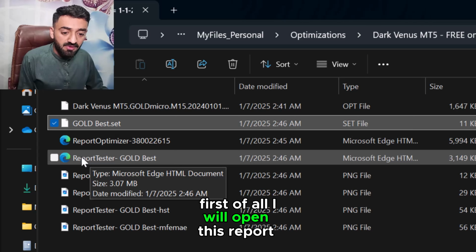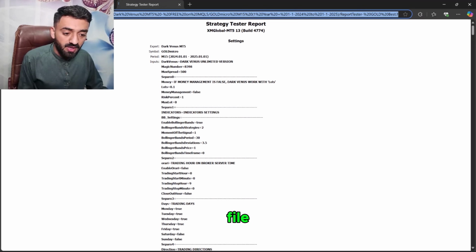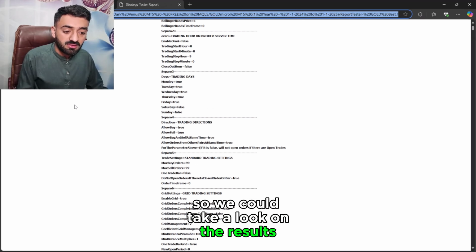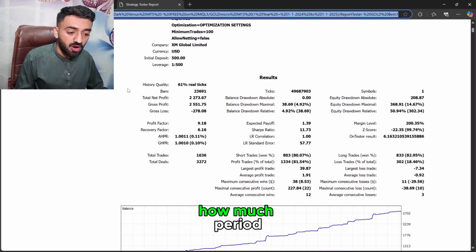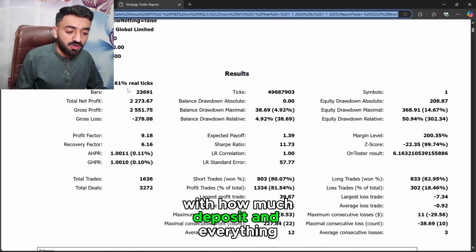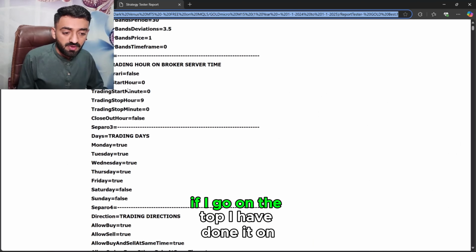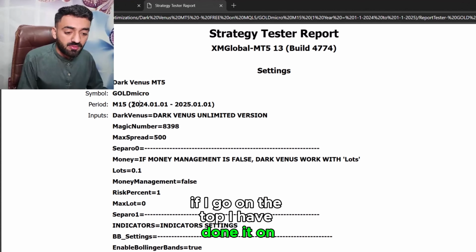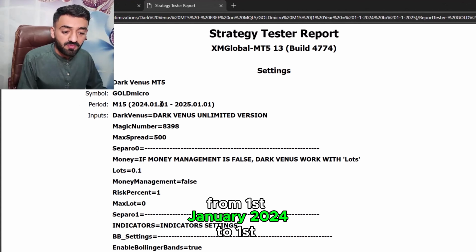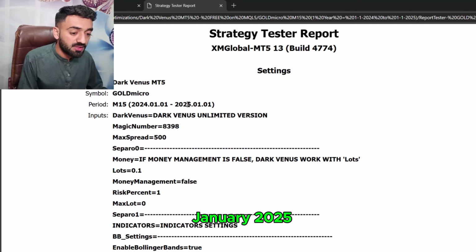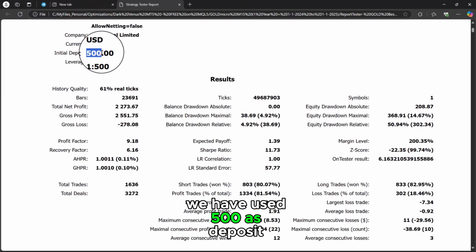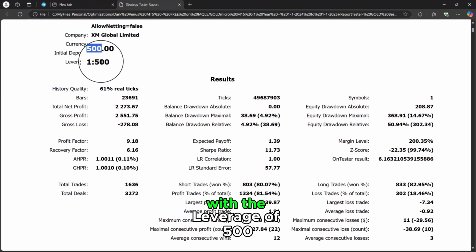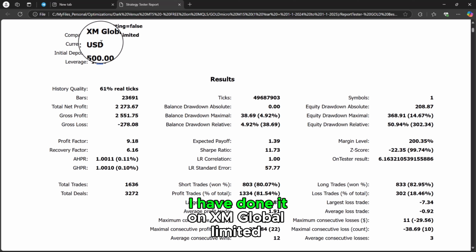First of all, I will open this report file so we could take a look at the results, what we got from the Darkwing SCA, in how much period, with how much deposit and everything. If I go to the top, I have done it from 1st January 2024 to 1st January 2025 on a 15-minute time frame. I have used 500 as deposit balance with the leverage of 500. I have done it on XM Global Limited broker.